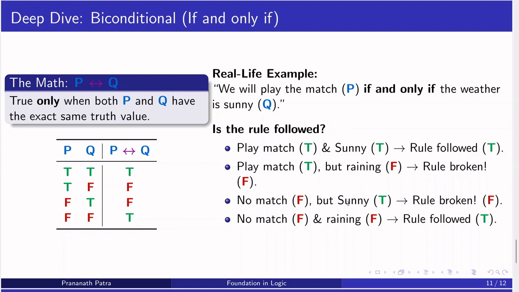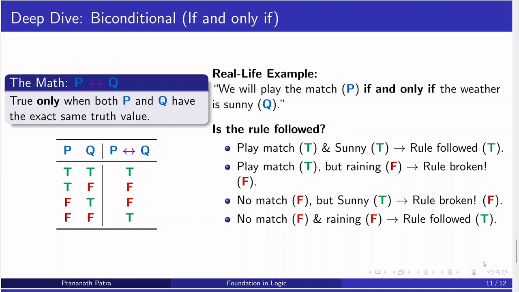No match but it's sunny, rule broken, false. No match and it's raining, rule followed, true. The condition was not met and neither was the outcome. Both sides matched. The biconditional is essentially an equality check for truth values. You'll also see it written as XNOR in digital circuits because it's the exact opposite of XOR.